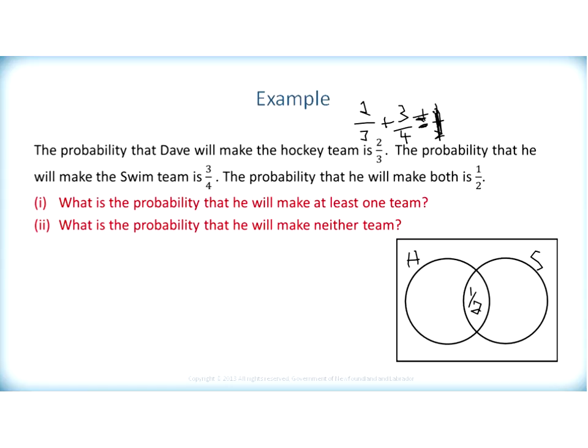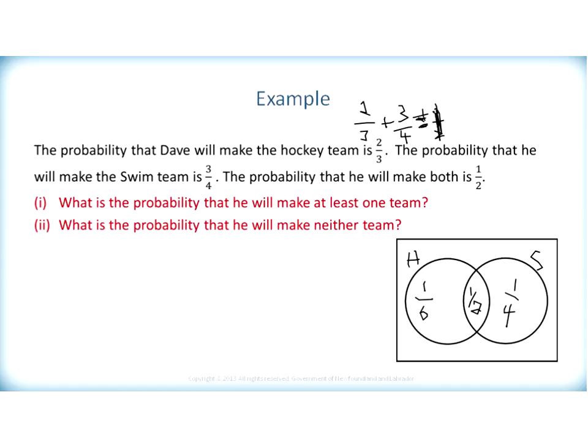The probability that he will make the hockey team is 2/3. So 2/3 subtract 1/2 will give us 1/6 of a probability that he will make only the hockey team. The probability that he will make the swim team is 3/4. 3/4 subtract 1/2 is 1/4. So 1/4 probability that he will make only the swim team.